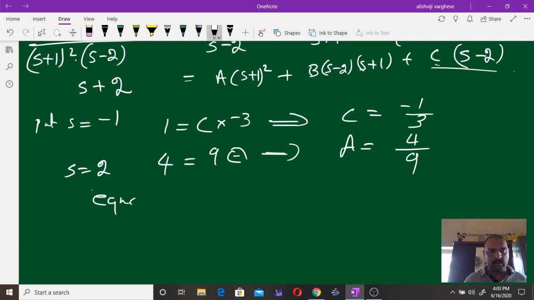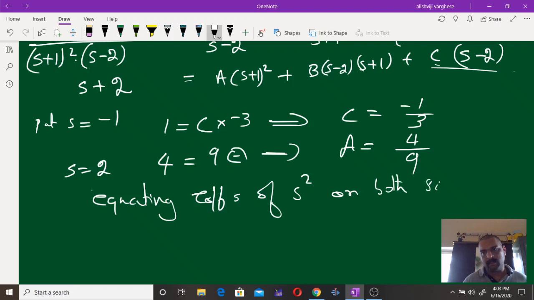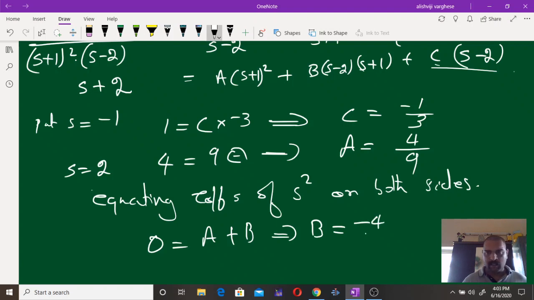So what we are going to do is equate the coefficients of s square on both sides. We have 0 is equal to, because on the left hand side there is no s square term, so 0 is equal to, while expanding, s square into A, then s into s plus B into B, so that's the term of B. A plus B is equal to 0, which means B equals minus A, that is minus 4 by 9.